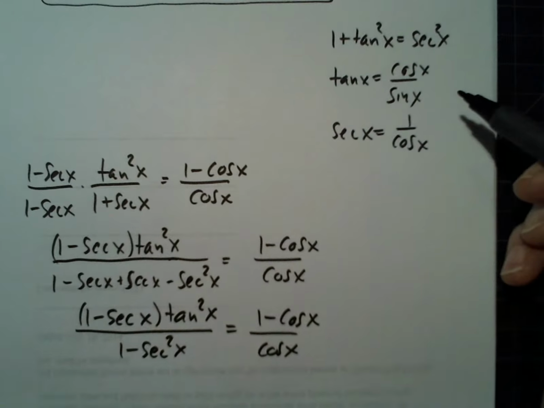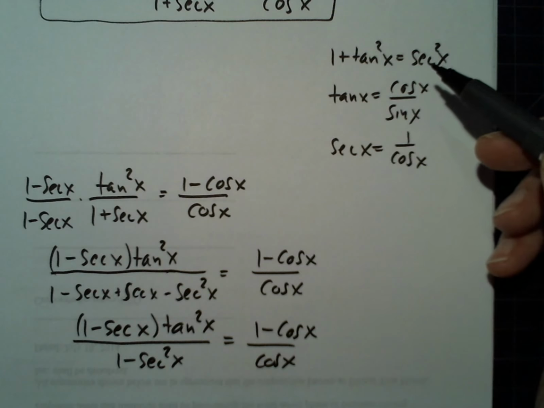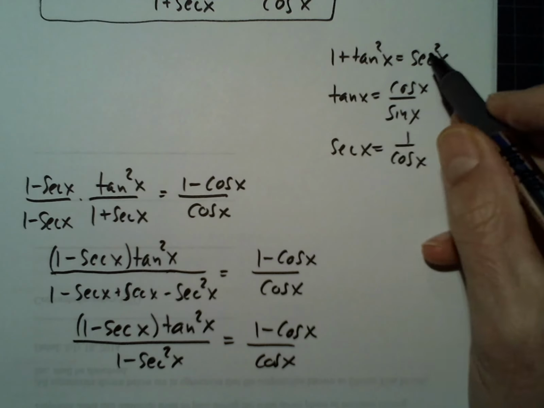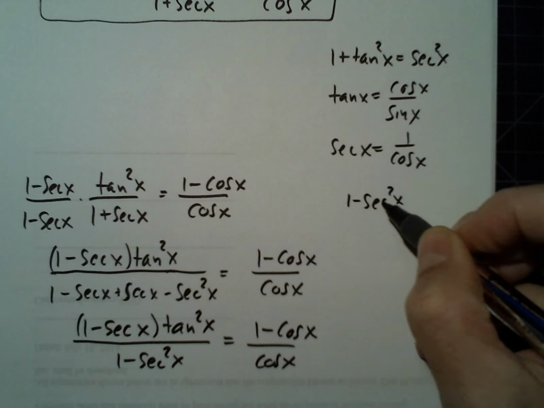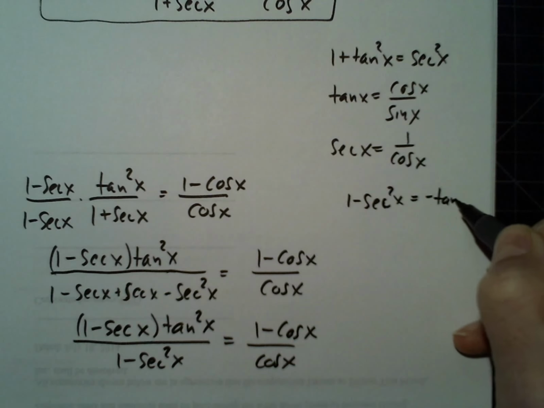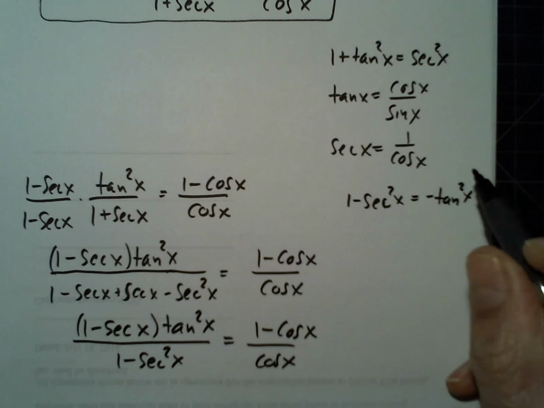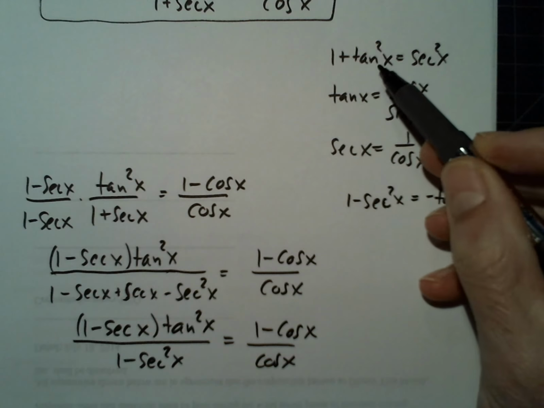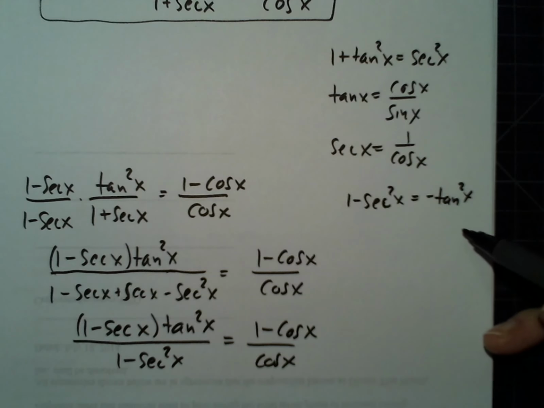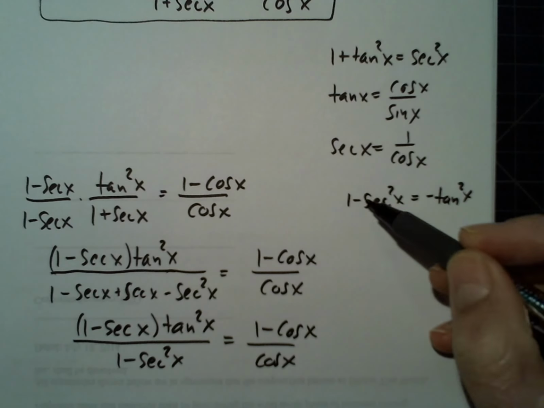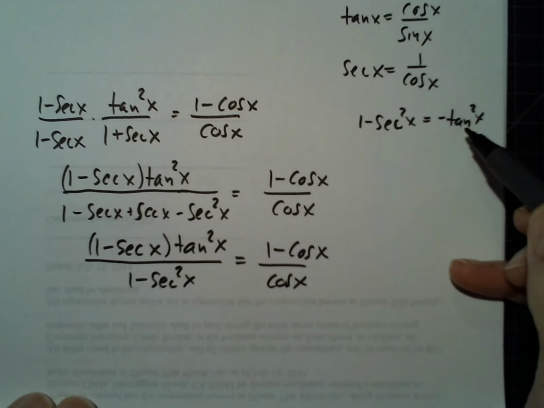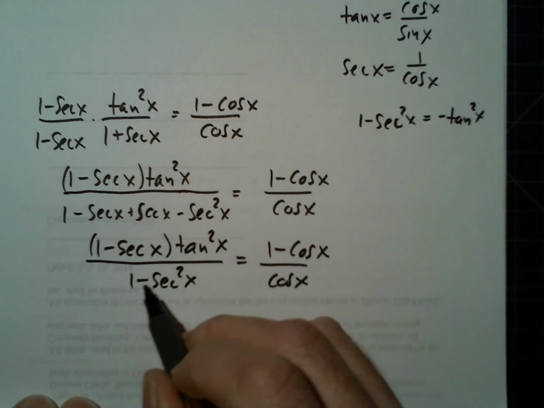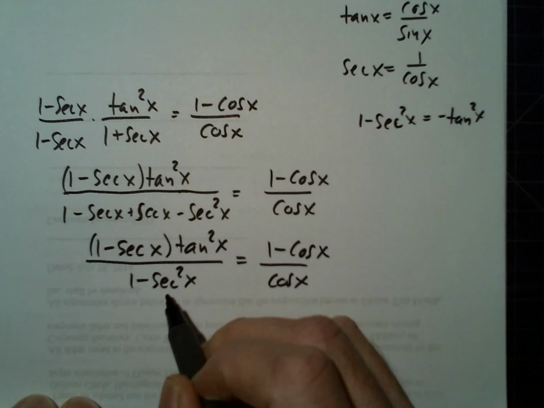Let's look back up here. And here we can make this turn into, or we could just move the secant over there. 1 minus secant squared is negative tangent squared. So if I subtract secant squared, subtract tangent squared, we'll end up with this. And now we see this in our current equation, and we can replace it with that. So this becomes negative tangent squared.